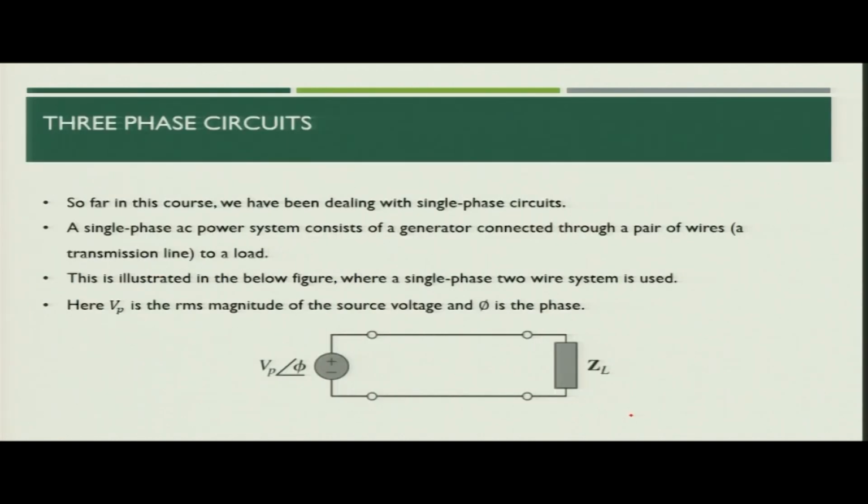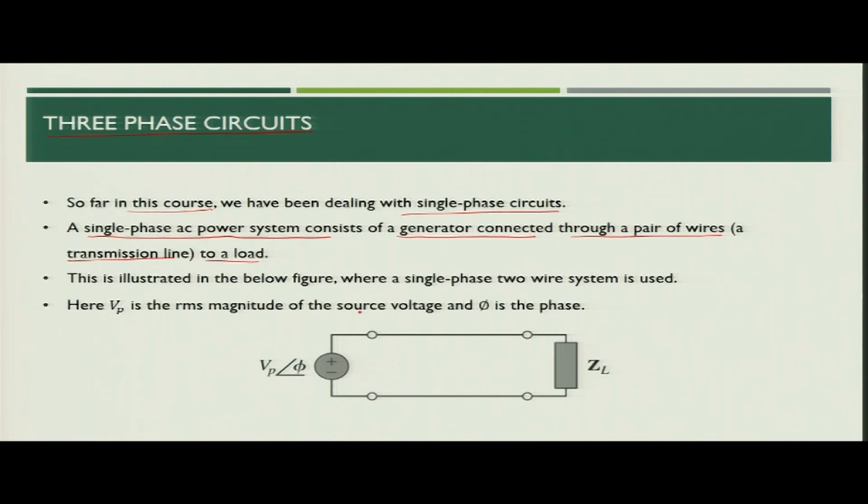Now, let us start another topic, which is the 3-phase circuit. Till now, what we have discussed in our course was basically related to single phase circuits. In a single phase AC power system, we have one generator connected through a pair of wires, or what we call a transmission line, and this line is connected to the load.